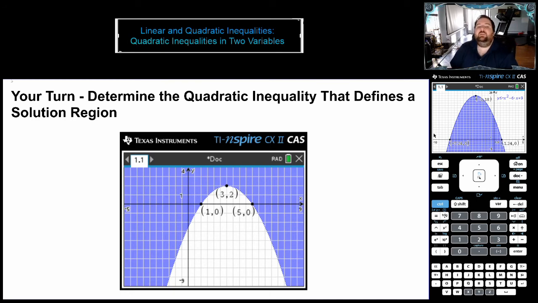So determine the inequality that defines the solution region. Your shaded region is outside. So again, (0, 0) should be a solution. And you have these points to help you out here, with whatever method you prefer, quadratic or vertex form. Give it a shot and come back when you think you have the solution.